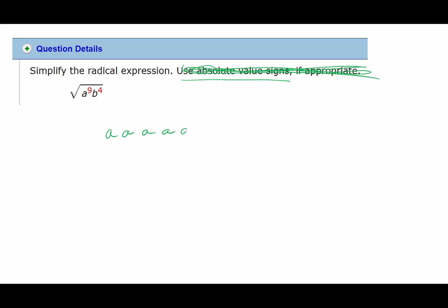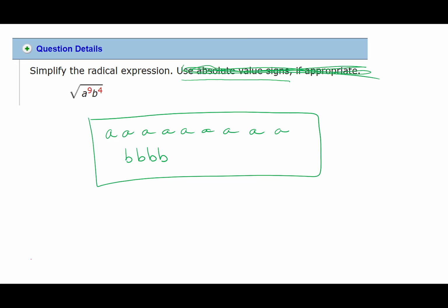The exponent is the quantity of the variables. So we have 9 A's and 4 B's under the radical. The index number is 2, so we'll be circling groups of 2. We have 4 pairs of the letter A. Here's how we're going to represent that.